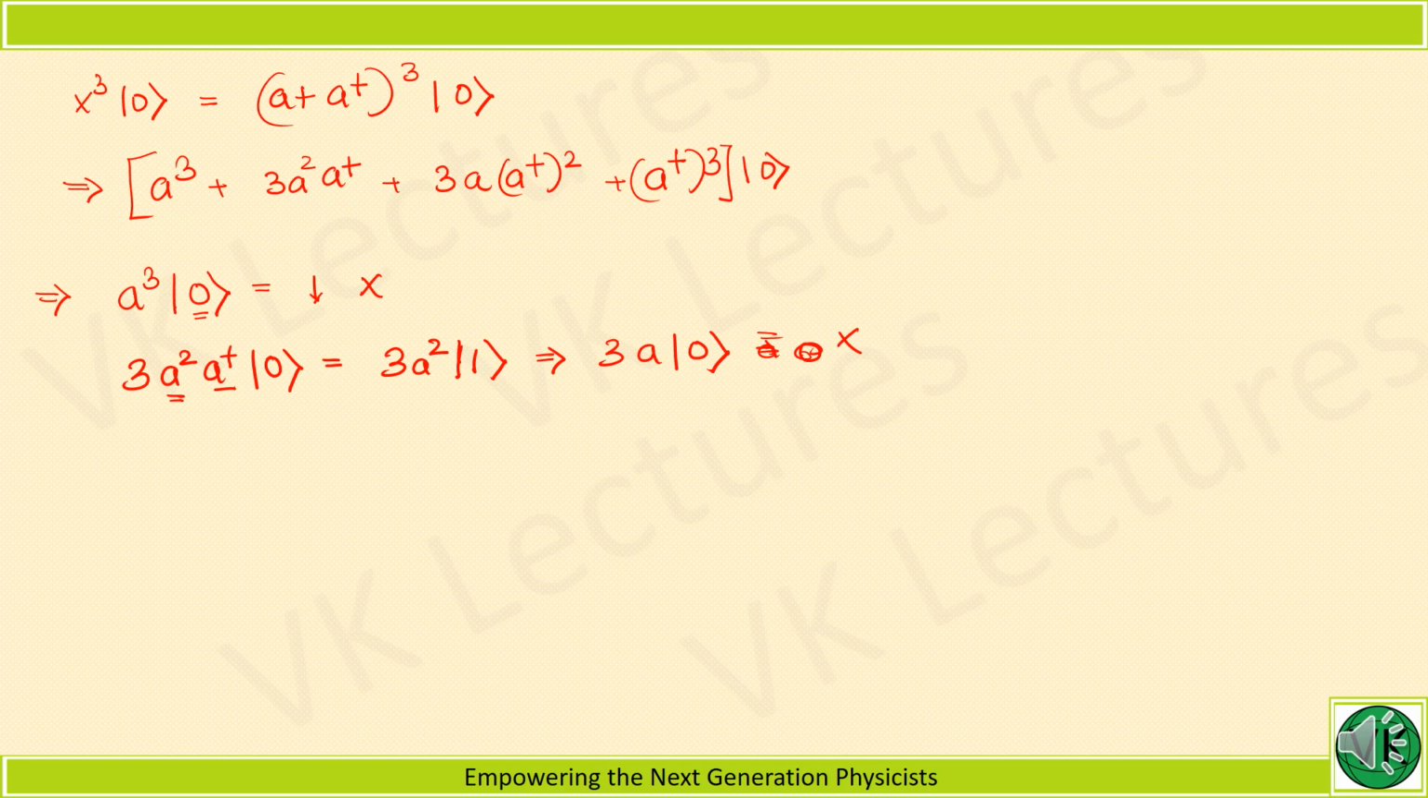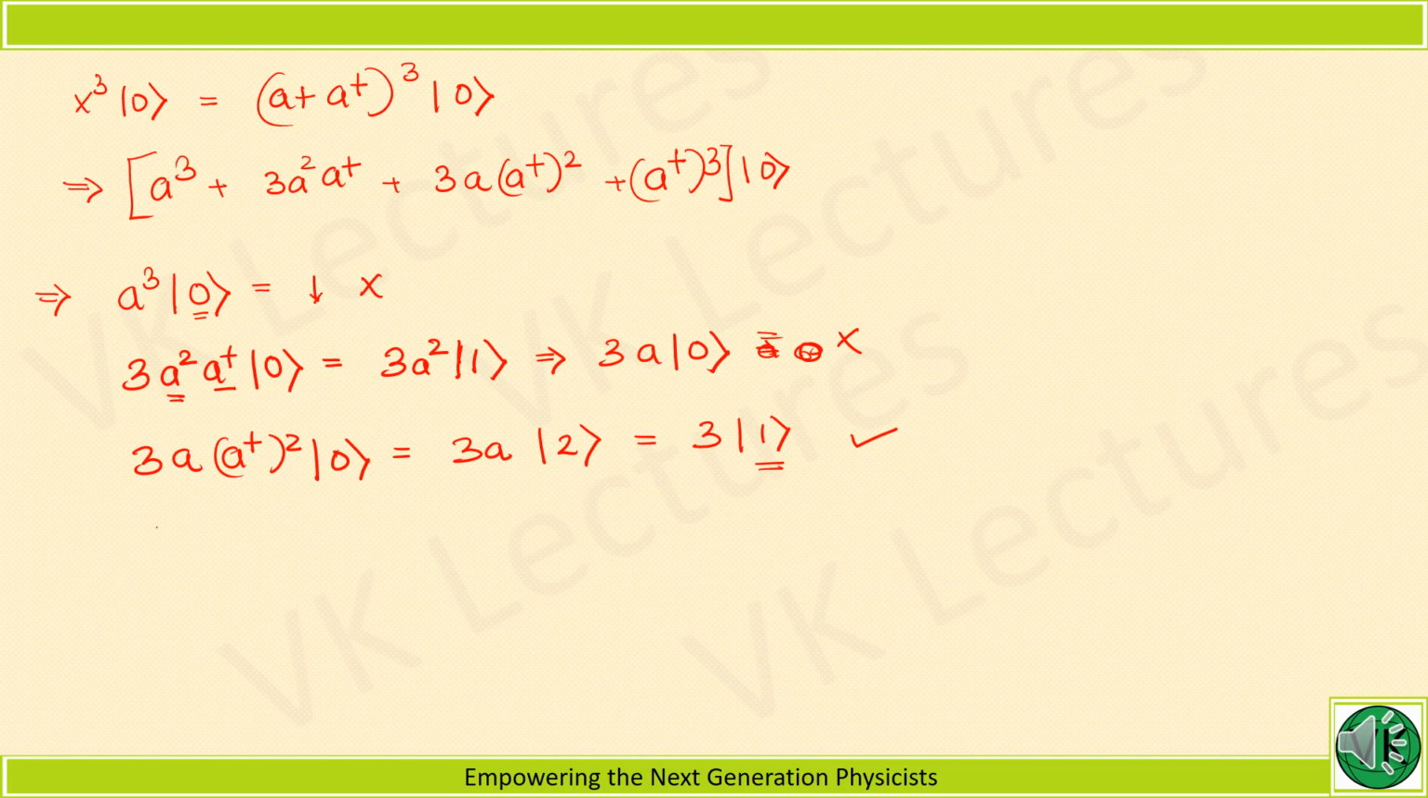Now let's see what about 3a dagger squared a acting on 0. So a dagger squared a, with a acting on 0 first... from the ground state, it will go to 1 and then 2, so it becomes 2. When a acts on 2, it will become 1. So the first state is confirmed. You can reach the first state.